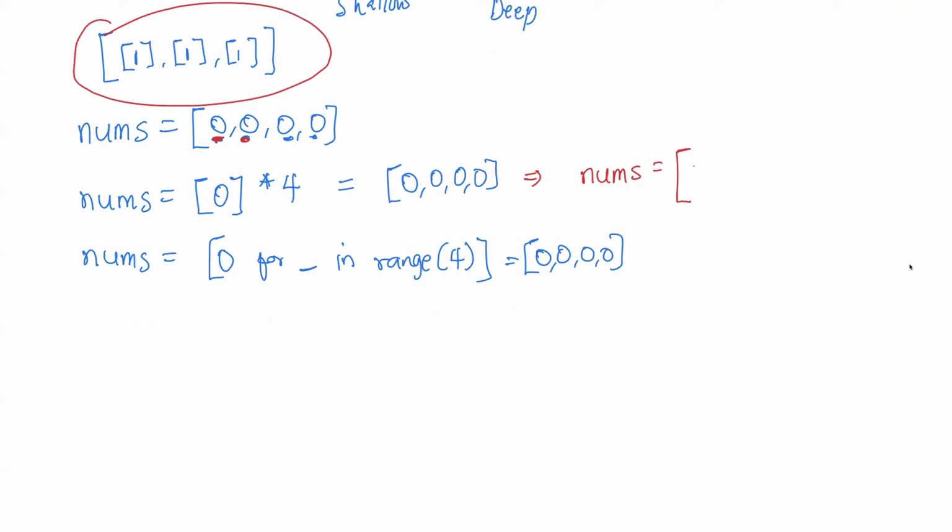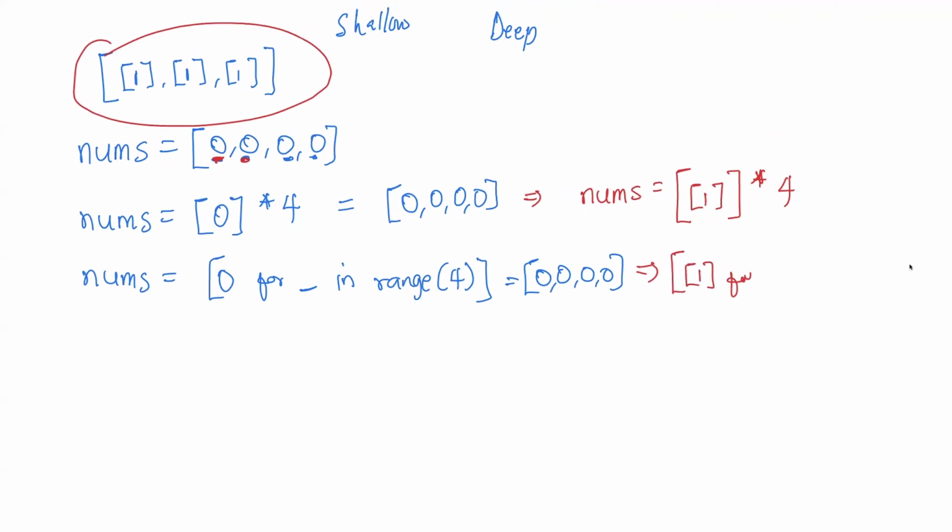So we take the 1 here, times 4. Does everybody agree with what I've written here? Yeah. Okay, good. Thank you. Now let's go to the next one. We do 1 for underscore in range 4. Does everybody also agree with this one? Like I'm just taking this and translating it to this. Can everybody see it? Yes.